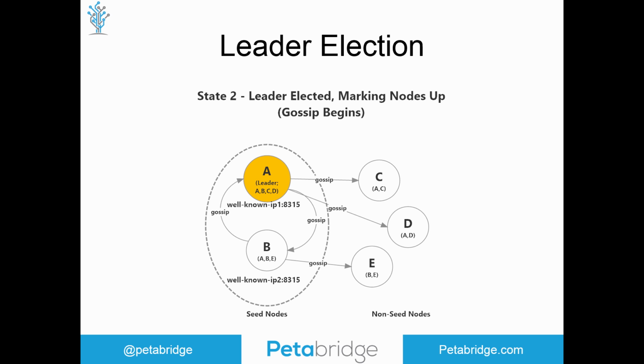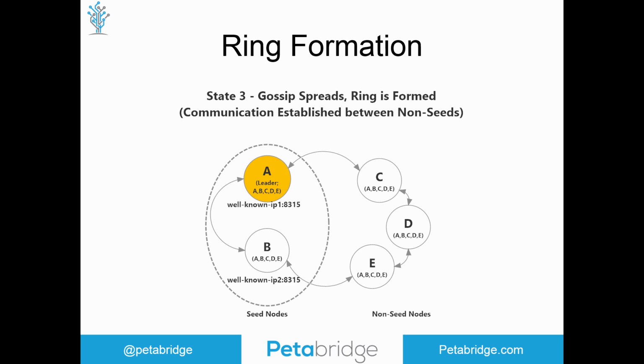Now C, D, and E have contacted their seed nodes and started to form a cluster with them. A is elected the leader of the cluster, and A, through its gossip with B, knows about a cluster of A, B, C, and D. It doesn't yet know about E. This is when the quote-unquote ring begins to form. As the gossip spreads through the cluster, it informs the other members of the newly formed cluster about each other. E is told about C and D, and A learns about E, and so on and so forth.